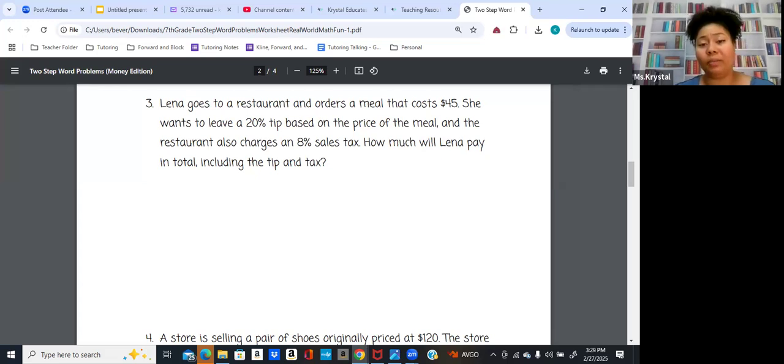So this one's a little tricky because a lot of times you're trying to figure out, does tax come first or does tip come first? But in this case, the tip is going to be what you're going to add on first. So you've got to find out the 20% of the 45, because she's just paying the tip based on the meal.